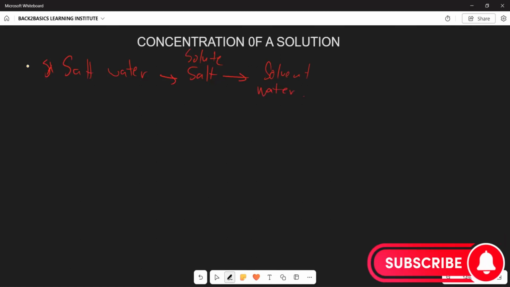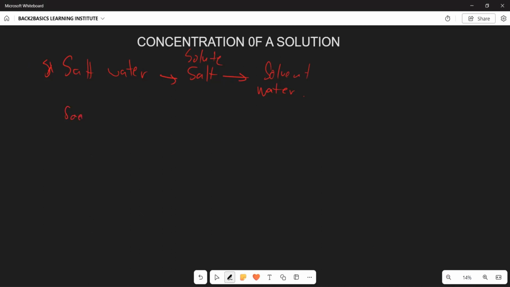Another example would be if you are given soda water. What you need to know importantly is that the carbon dioxide, which is CO2, is going to be the solute, and the water again is going to be the solvent. So basically, the solvent is what we use to dissolve our solute. That's what we need to know in terms of solute and solvent.